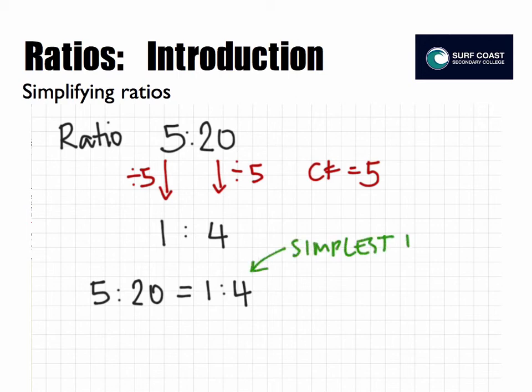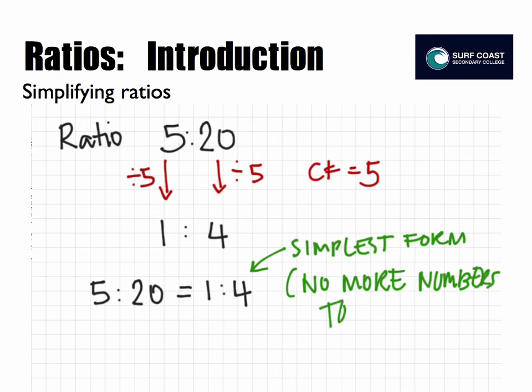And if you divide by the highest common factor like I just did, the ratio will always be in the simplest form. If you don't divide by the highest common factor, you'll always have another number you can divide by, and eventually you will get to that simplest form.